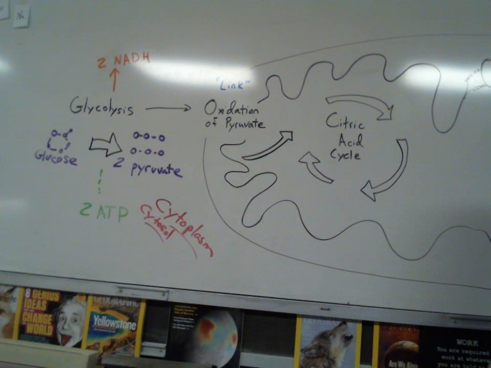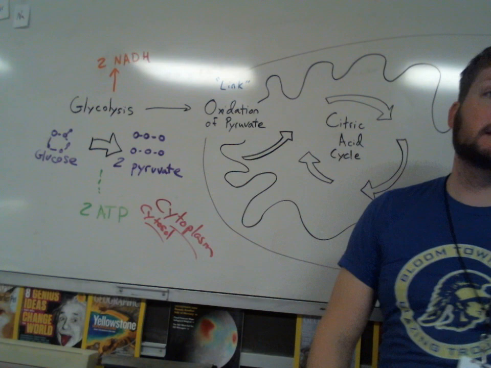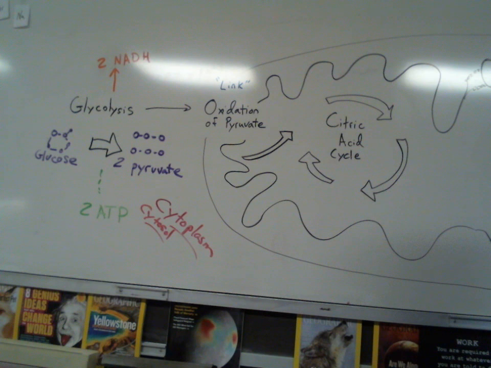Does glycolysis need oxygen? No. It does not require oxygen. This can happen aerobically or anaerobically, aerobic meaning requiring oxygen, anaerobic meaning not requiring oxygen. Oxidation of pyruvate is the first time where we do need it. This isn't exactly taking place in any specific location, but is where we enter the what? Mitochondria. It's where we enter our mitochondria.